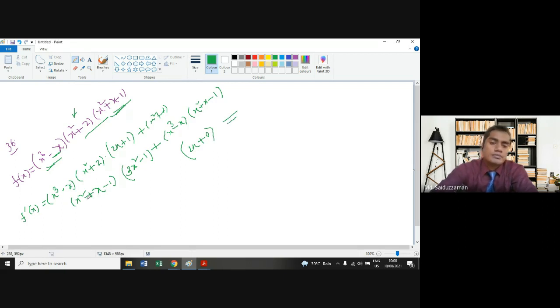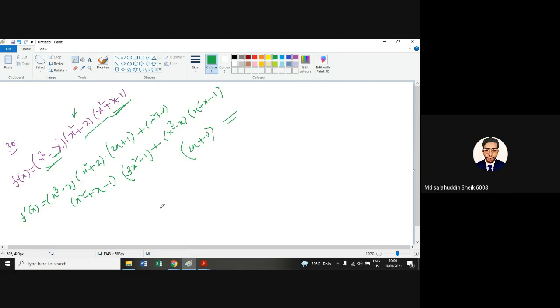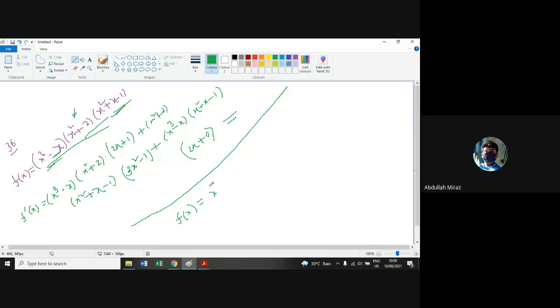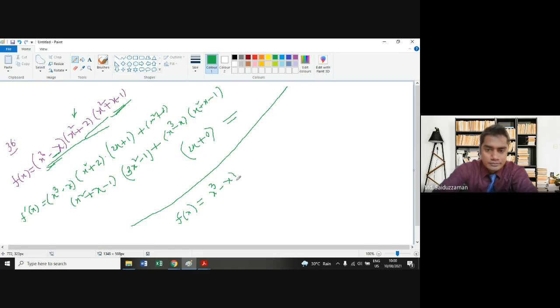Now you can simplify both. All parts will be simplified, the simple multiplication. Clear? Another process is, at first you will simplify this. That is, f of x will be x cubed minus x into what is this part? Multiplication of this gives x to the power 4 plus 2x squared plus x cubed plus twice x minus 2.